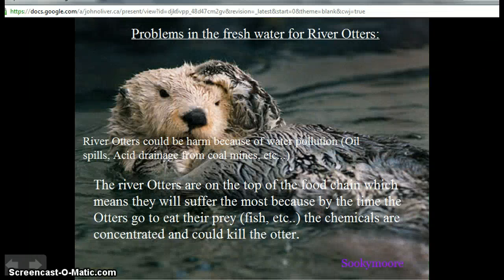Problems in the freshwater for river otters. River otters could be harmed because of water pollution, oil spills, acid drainage from coal mines, etc. The river otters are on the top of the food chain, which means they will suffer the most because by the time the otters go to eat their prey, fish, etc., the chemicals are concentrated and can kill the otter.